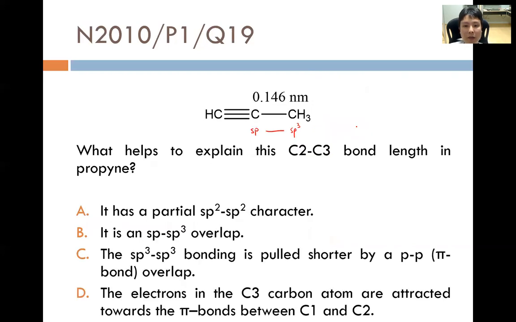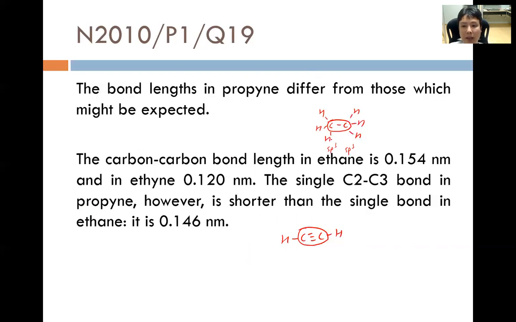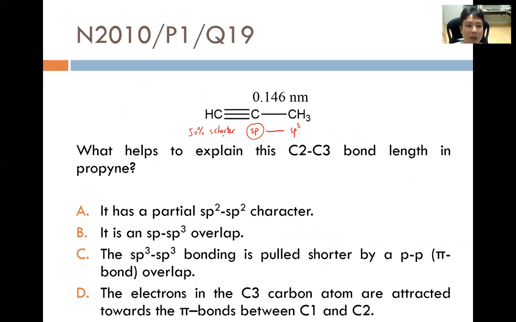Again, the percentage s character of this sp orbital is 50% s character, and therefore it will be shorter than the sp3 orbital as compared to that in ethane. That's the reason why this bond length is shorter in propyne, because it is an sp and sp3 overlap instead of an sp3 overlap as in ethane. Okay, I hope that you understand this concept about the percentage s character that decides whether it is closer to the nucleus or not.